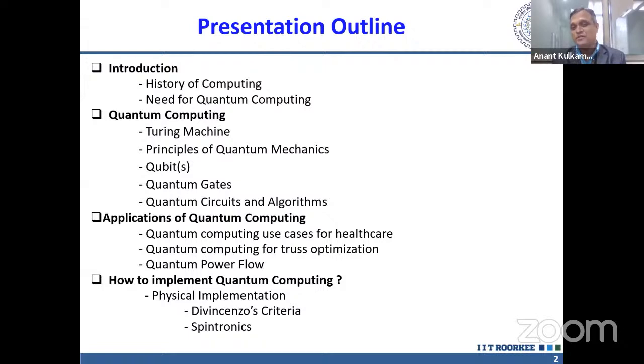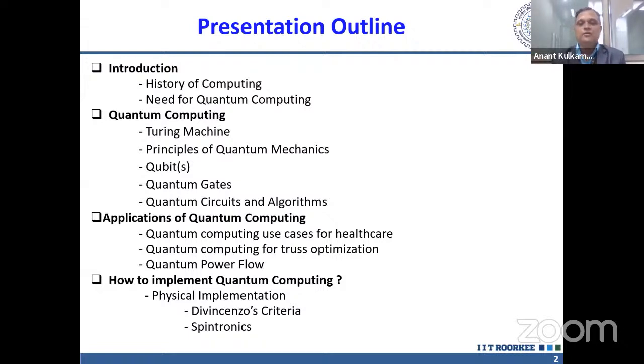That is, what is a Turing machine? What are the different principles of quantum mechanics and why are they needed? Then what is the fundamental unit of quantum computing, the qubit? Then quantum gates, quantum circuits, and quantum algorithms, which I will discuss under the umbrella of quantum computing. Then the most important topic given to me is the applications of quantum computing. Again, I will talk briefly as there is a time limit.